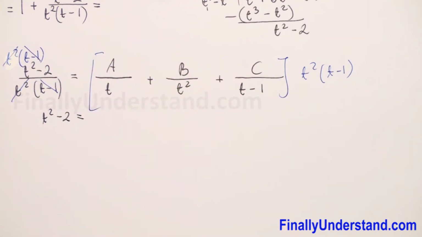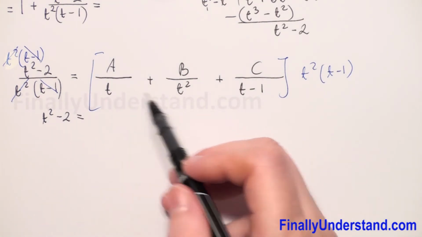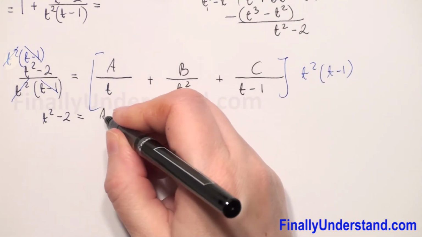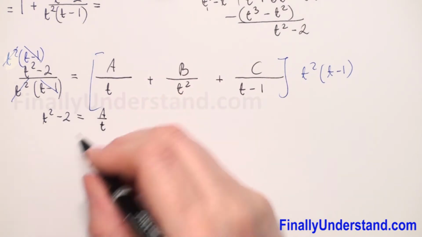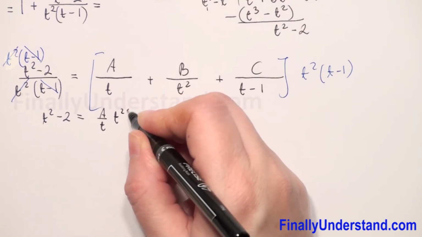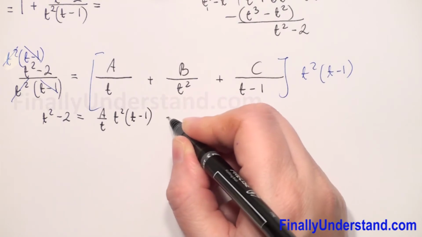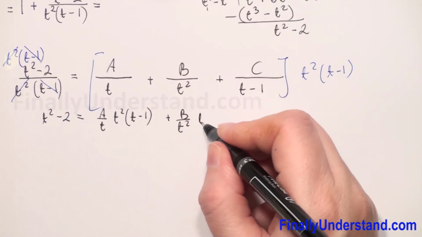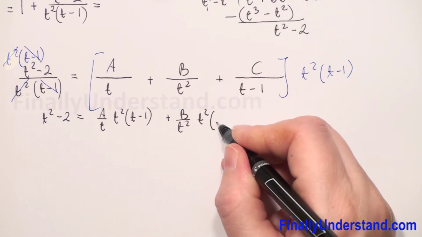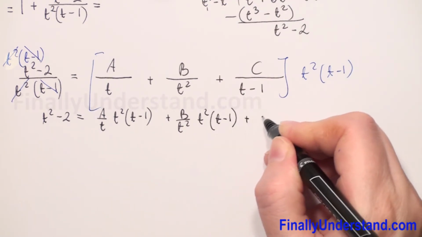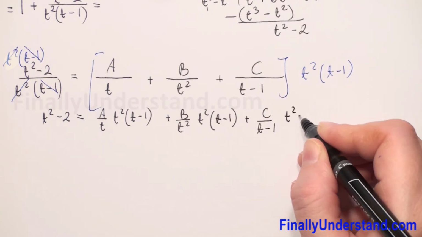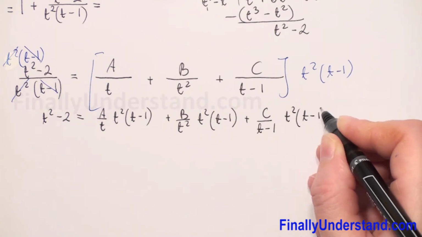And on the right side we have to multiply every fraction in brackets by this whole expression. Let me do this step by step. So we have a over t times t squared times t minus 1, next we have b over t squared times t squared times t minus 1, plus c over t minus 1 times t squared times t minus 1.